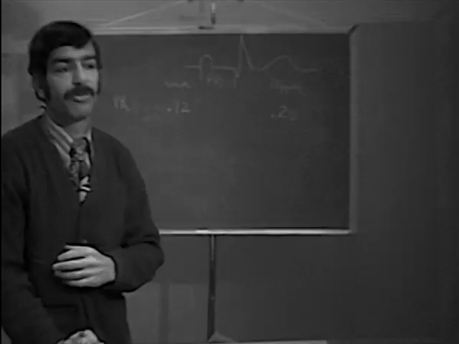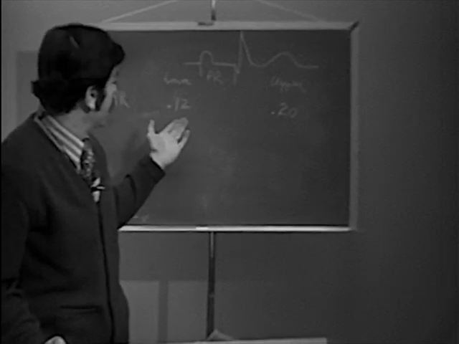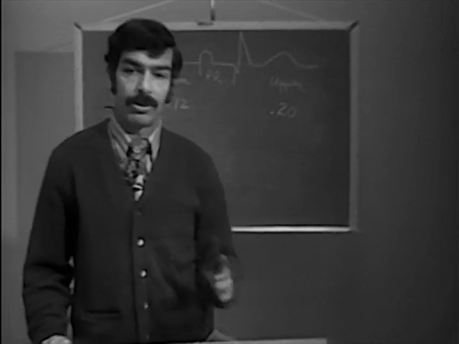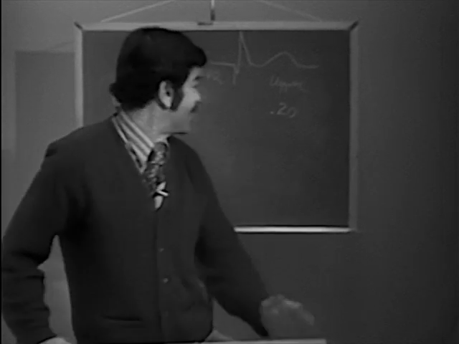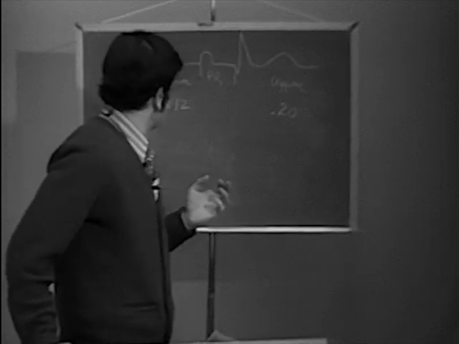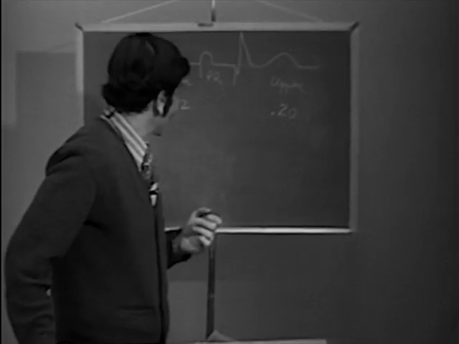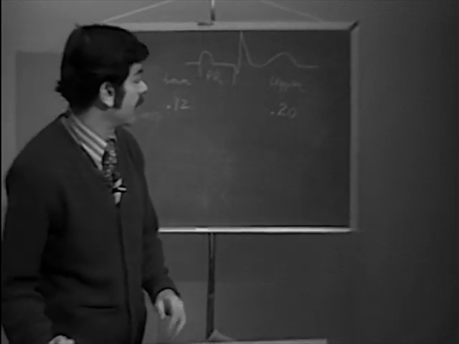Okay, and what kinds of things do we think about? Suppose the PR interval was too short, what would we think about? Well, we think about such things as a nodal rhythm, Wolff-Parkinson-White. These are a couple of the diagnoses that you might think of offhand.